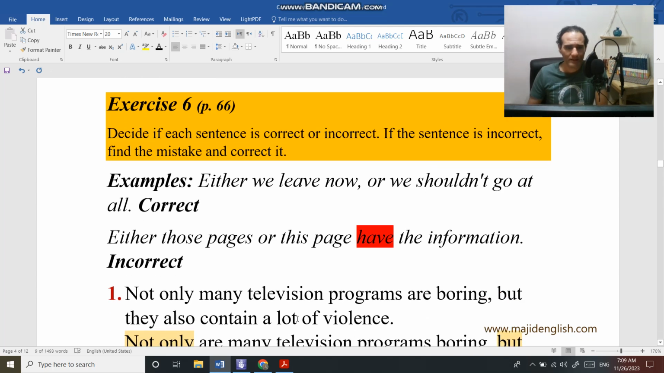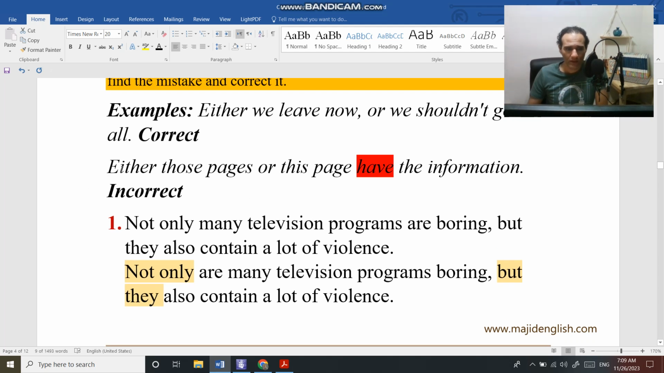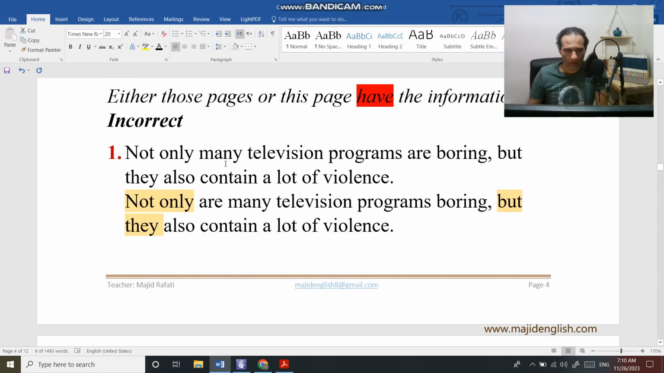These sentences have got some mistakes. Correct them. For example, it says either we leave now or we shouldn't go out at all. Correct. Or this one, either those pages or this page have. So it should be has because of agreement of the verb with the nearest subject in either or. So that was incorrect. Now this one, not only many television programs are, so it is incorrect. We said if not only comes in the beginning of the independent clause, connecting two independent clauses together, it needs to be in a question form.